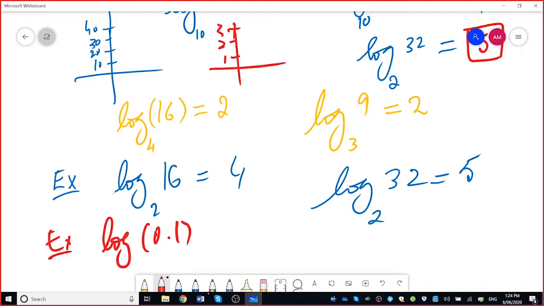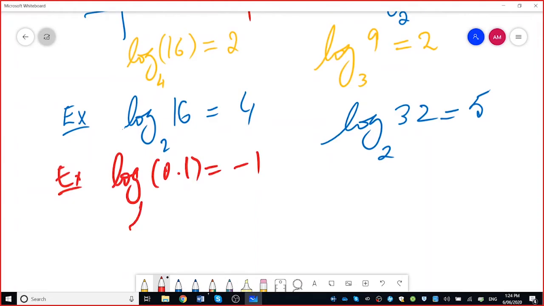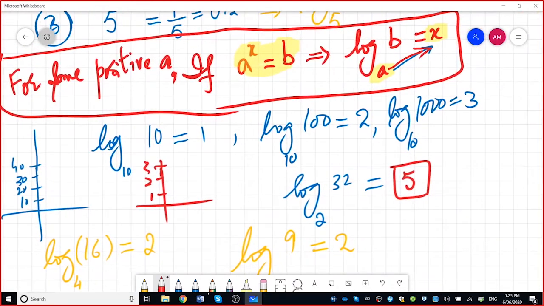0.1? Once we put log like this, do you know what the base is? 10. Yeah, 10. So what is this? Would it be -1? Yeah, very nice. It's -1. Let me ask you log of 0.001. -3. -3.